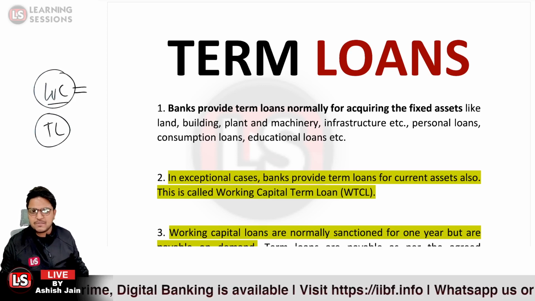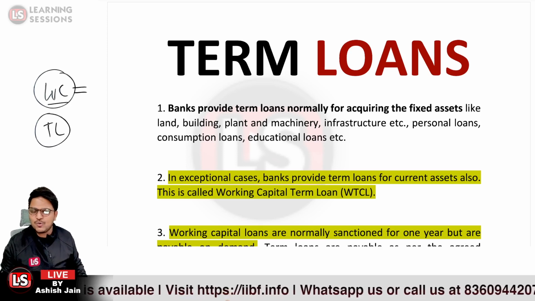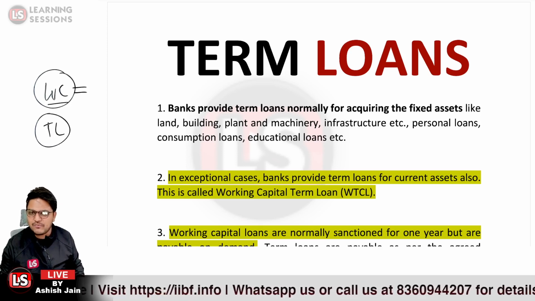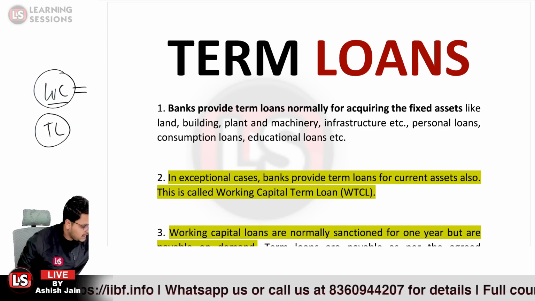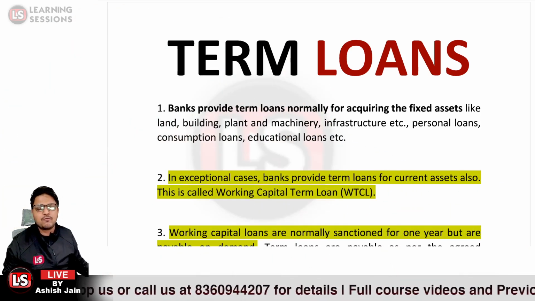And further, examples related to term loans are personal loans, consumption loans, education loan, housing loan. All those are sanctioned in the form of term loans. Okay. And particularly related to the third point, it says working capital loans are normally sanctioned for 1 year.